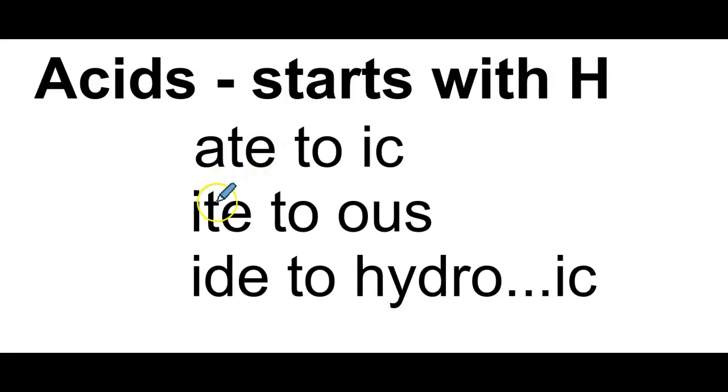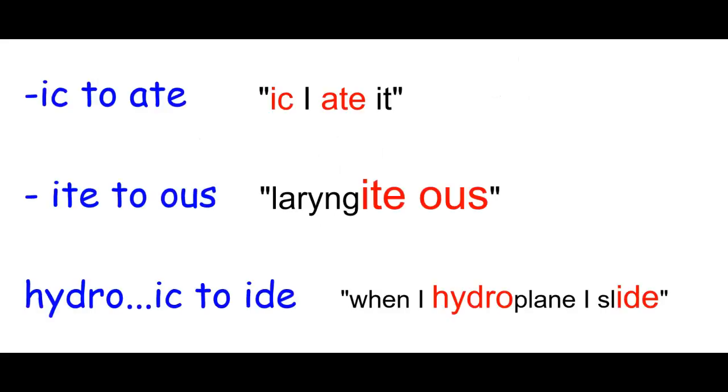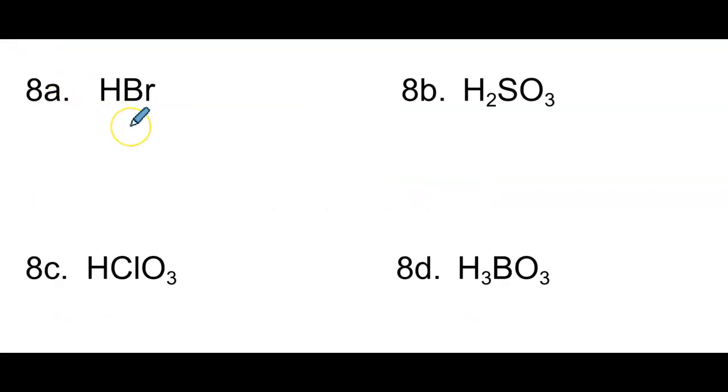I'll explain this in a minute. Ite to ous and ide to hydro-ic. A mnemonic device to help you remember that is "ic, I ate it." Ic, ate. Ite, ous. When I hydroplane, I slide. So ate and ic go together. Ite and ous go together. Hydro goes with ide. This is just to help you memorize the trick, so you don't have to memorize 30 to 40 acids. Okay, so these are acids because they start with hydrogen.